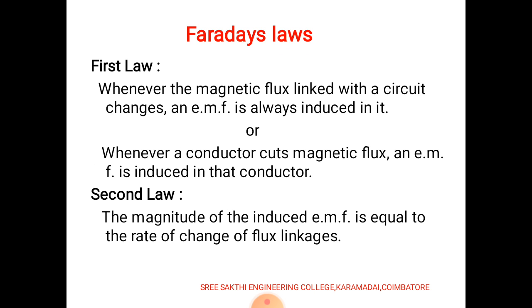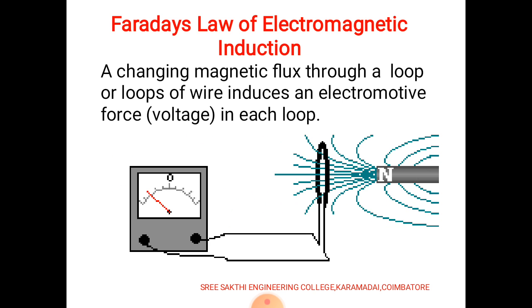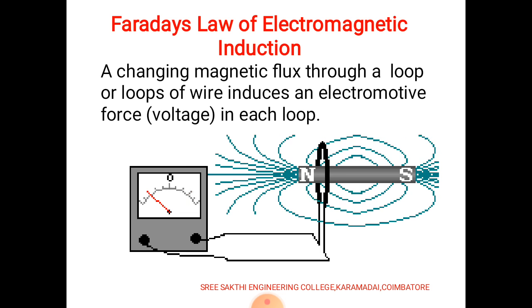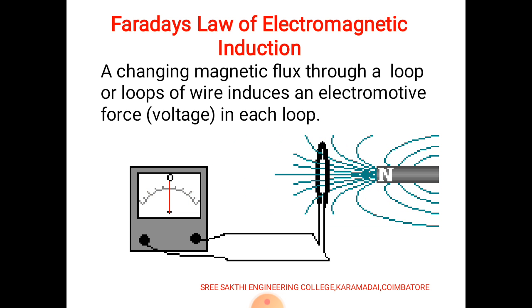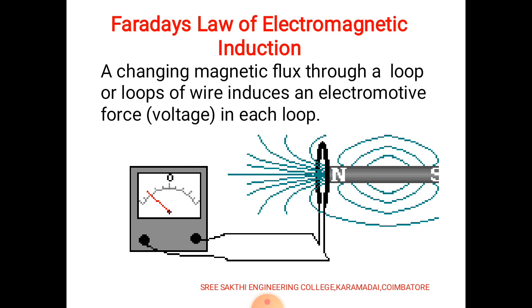Faraday's law. There are two laws, first law and second law. Faraday's first law states that whenever the conductor cuts the magnetic flux, EMF is induced in that conductor. The second law states the magnitude of the induced EMF is equal to the rate of change of the flux linkages. Faraday's law of electromagnetic induction states that changing a magnetic flux through a loop or loops of wire induces an electromotive force or voltage in each loop.